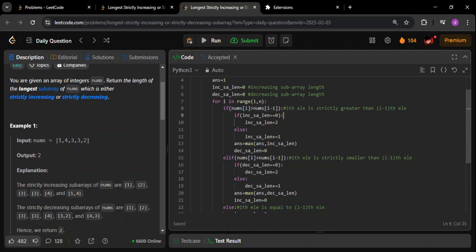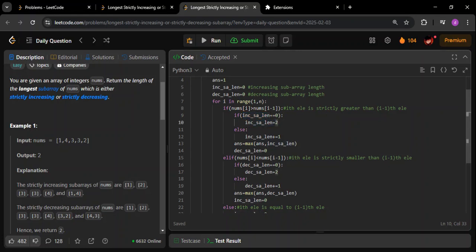First case: the i minus 1 element is a smaller one and the ith element is a bigger one. That is, we are going from a smaller element to a bigger element, so the ith element is strictly greater than the i minus 1 element. In this case, what do we have to do? If this particular value, the increasing subarray length, is 0, that means we are starting the question now. It was 0 initially, so we have to make it 2.